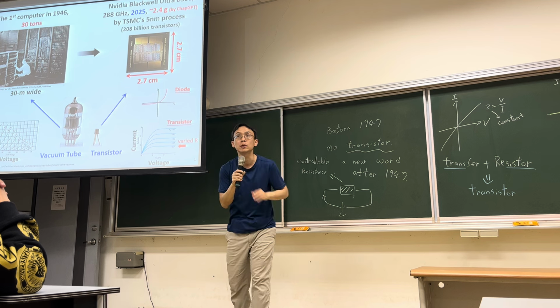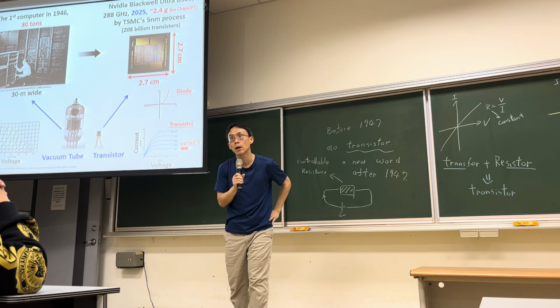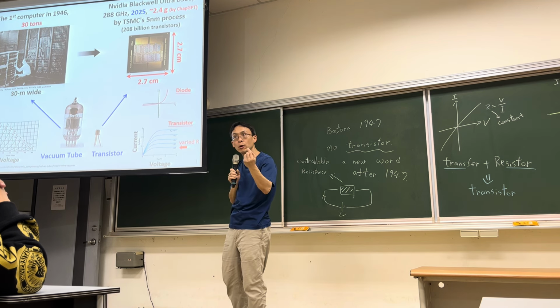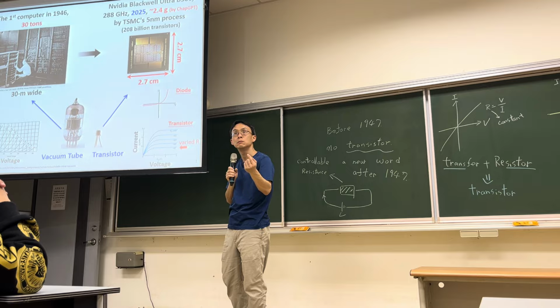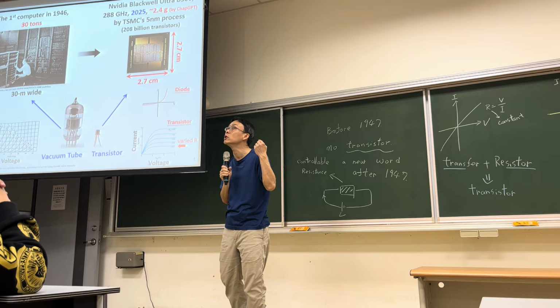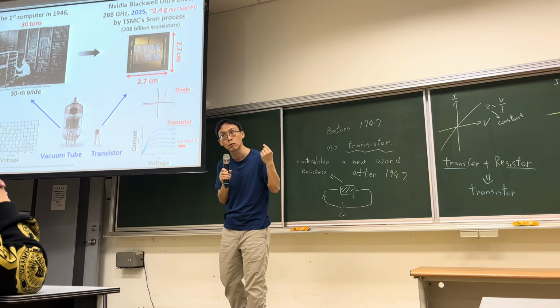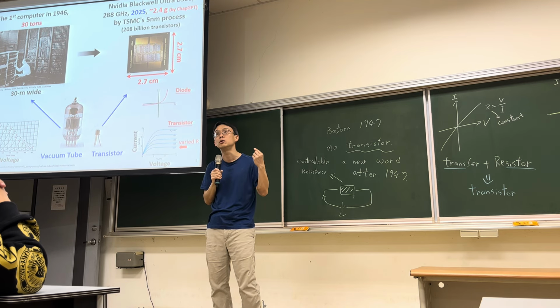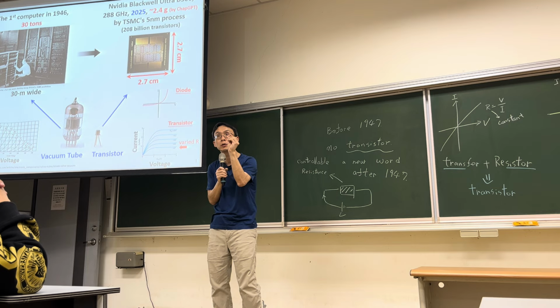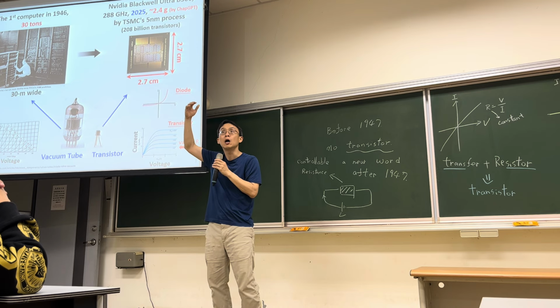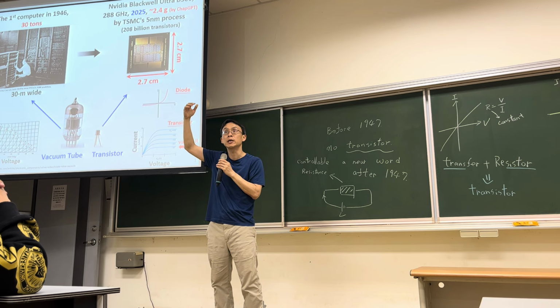5 nanometer. Okay, that's the power of TSMC. Because TSMC nowadays is the only company in this world being able to produce such a small transistor with high production yield, making it profitable.